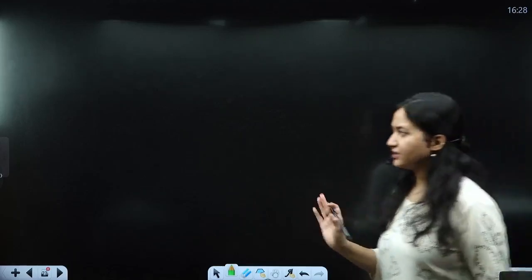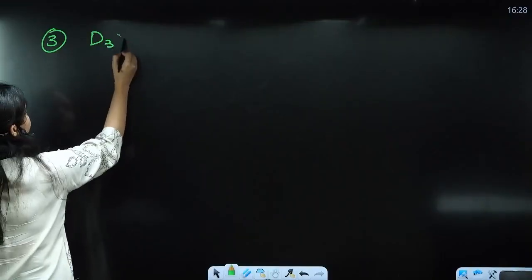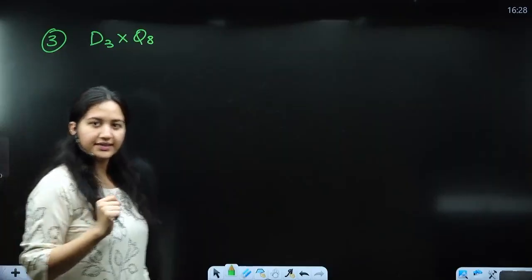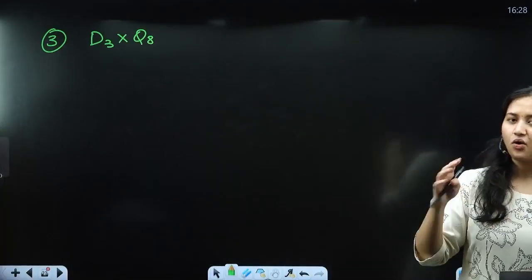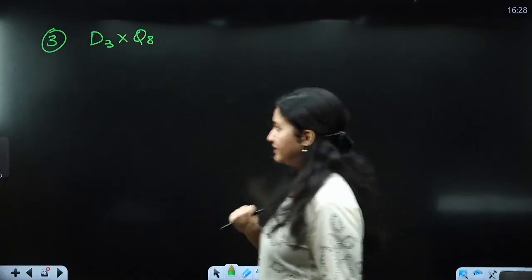Now we will consider neither Zn nor Dn. We'll consider a mixture of another two groups. Let's take D3 cross Q8. Okay, Q8 or Q4, whatever you want to call it. And we are not going to solve all of the types of orders that you are going to find here. We are just going to solve for elements of order 2 and 4. Clear?